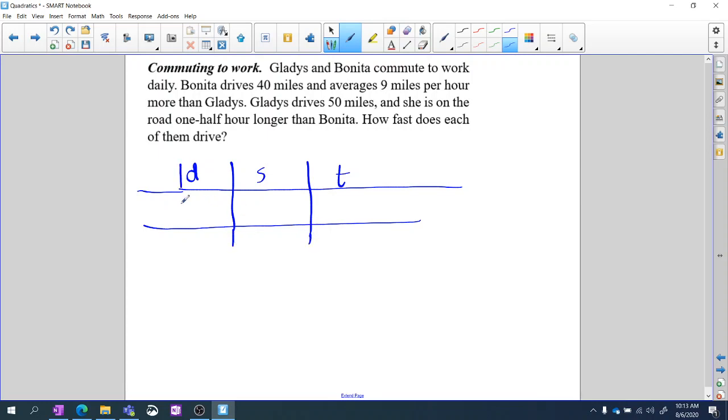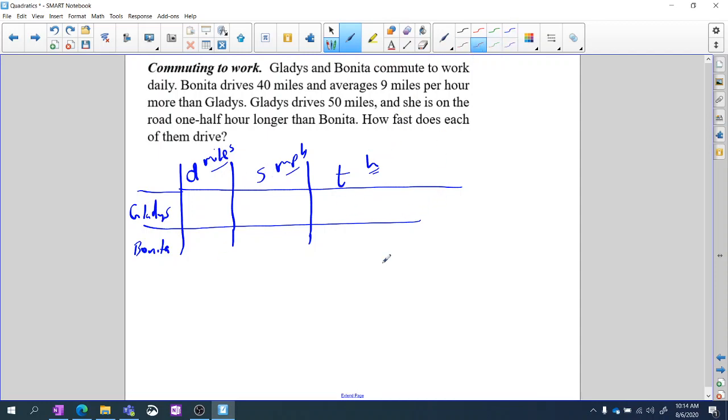And I'm going to make 2 rows in my chart. In this case, one of the rows will be for Gladys, about her commute to work, and the other one will be Bonita. We're talking here about miles for the distance. I'm just going to put units here so we know what units we're in. These are in miles. The speeds are in miles per hour, and the times are going to be in hours. So those are the units, so I'm not going to put them on my values here.